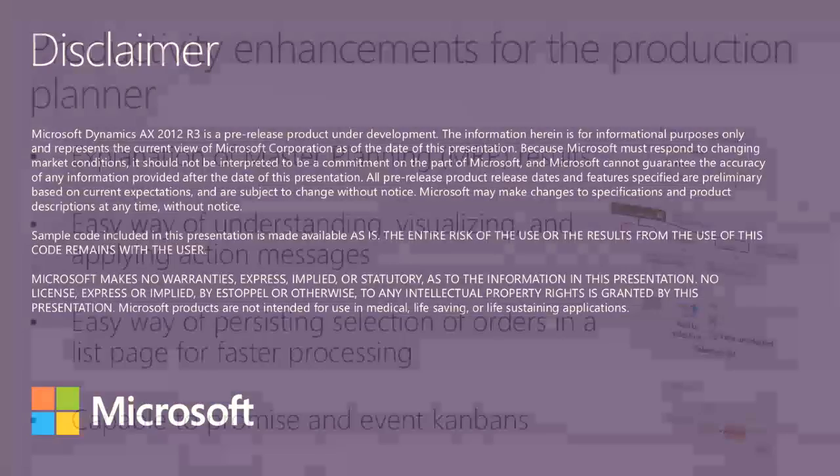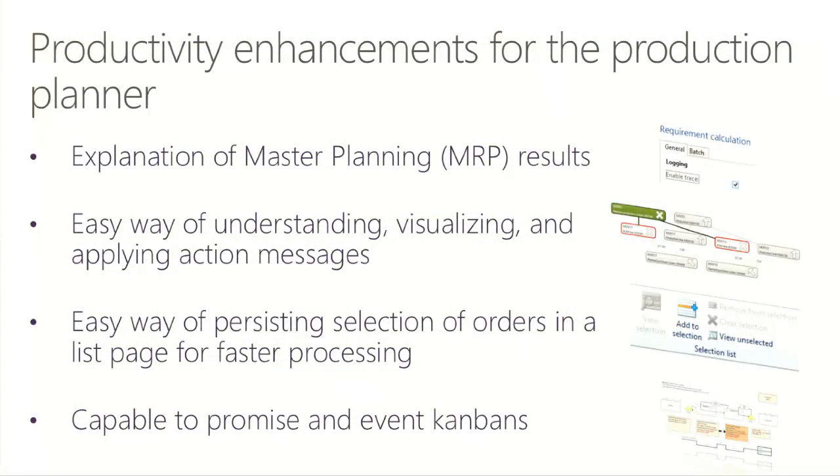So, to the agenda. We will be looking at the productivity enhancement for the production planner. There are 4 things that we'll be looking into. One is a new capability that was introduced in R2, the explanation of the master planning results. Some of you might once, maybe even twice, maybe multiple times, have wondered, why did I get this exact result out of the planning engine? Now we have created something that's trying to explain that to you in a common language.